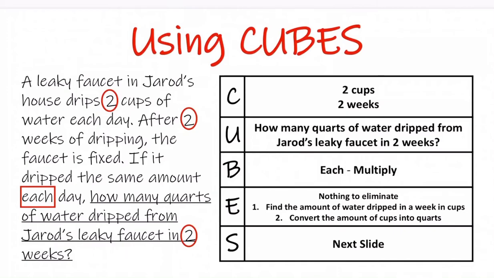So our first step, okay, there's nothing to eliminate here. There's no distracting details that aren't going to help us solve the problem. So there's nothing to eliminate. But step 1, find the amount of water dripped in 2 weeks. Sorry, I said a week. In 2 weeks in cups. Okay? And we're starting with cups. And then now they want us to find how many quarts. So step 2 would convert the amount of cups into quarts.